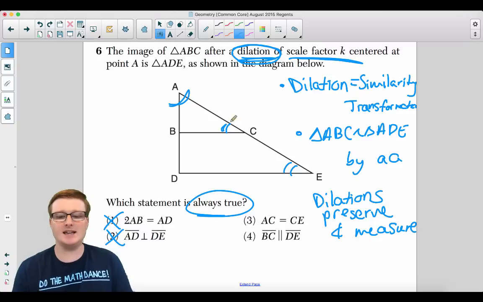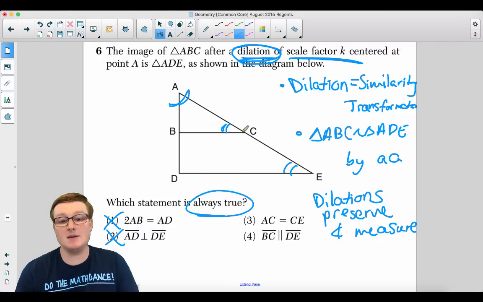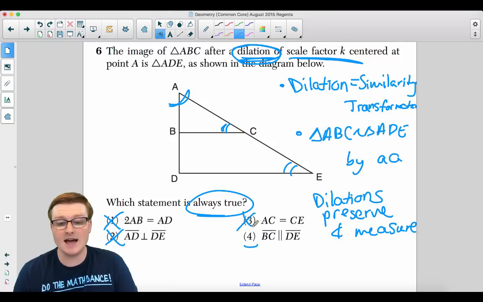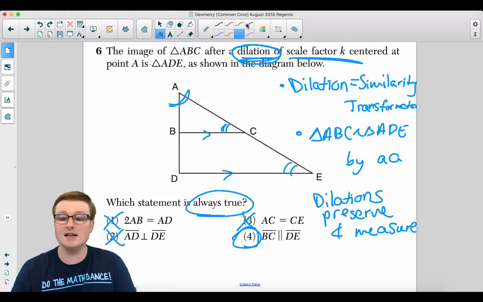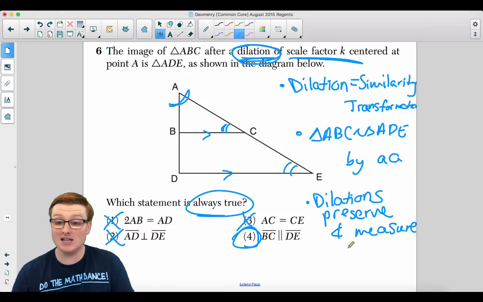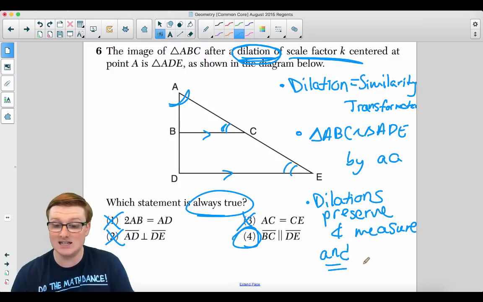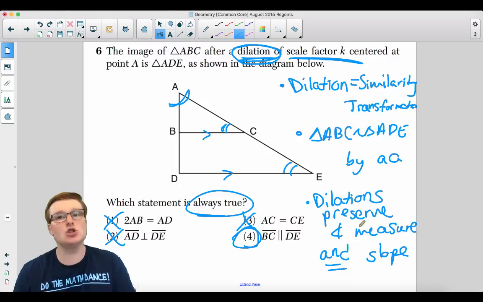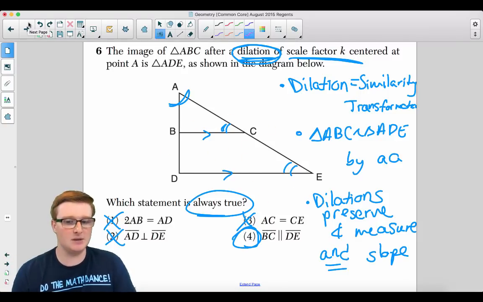Number 3, it says that AC is congruent to CE. Many people say, oh yeah, C is a midpoint. No, that's an assumption. It has to be choice 4. BC has to be parallel to DE because dilations preserve angle measure, and I forgot to mention this too, they preserve slope. And you should know that same slopes produce parallel lines. So therefore BC is parallel to DE. That is correct. That's always true. That's the answer for number 6.